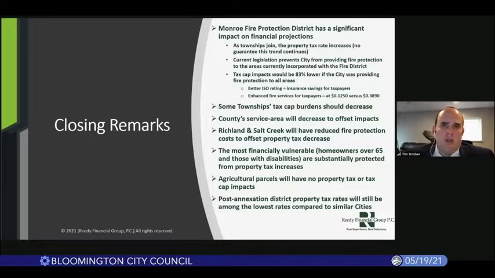It's also worth noting that the most financially vulnerable, which is homeowners over 65 and those with disabilities, are substantially protected from property tax increases. Also, ag parcels will have no property tax or tax cap impacts. And again, just to reiterate, post-annexation district property tax rates will still be among the lowest of comparable cities across Indiana.